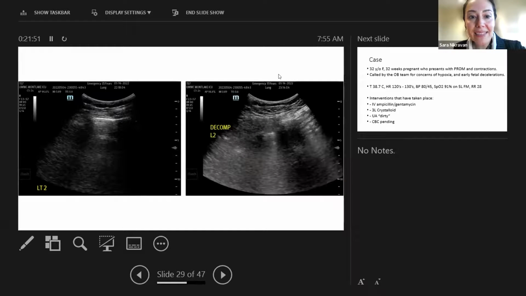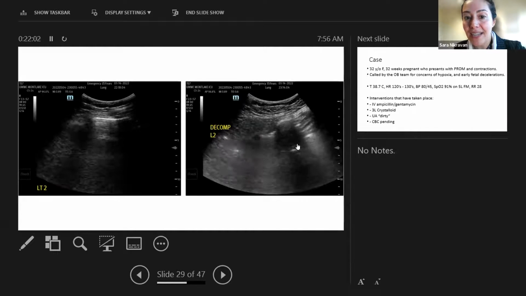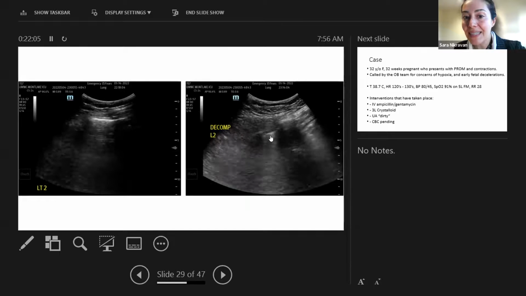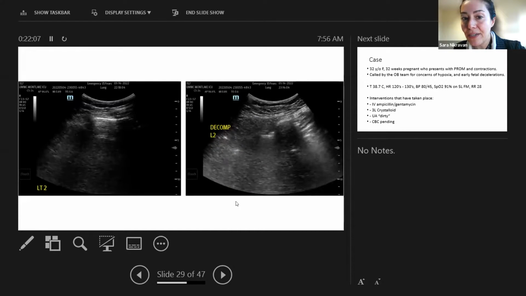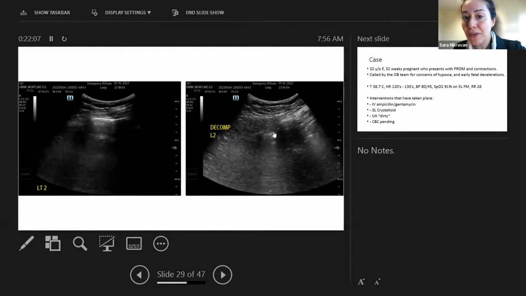And then we decompressed the chest. So remember, this is how it looked beforehand. No lung sliding. I needle decompress the chest, and this is in the same exact spot what happened afterwards. You can see the ribs and the pleural sliding back and forth.